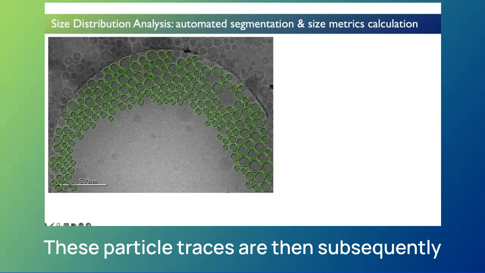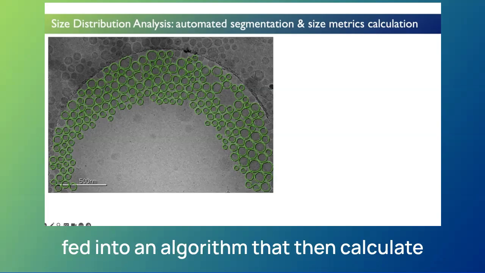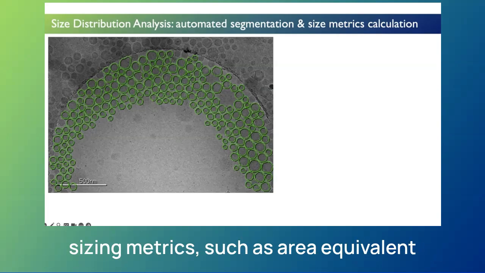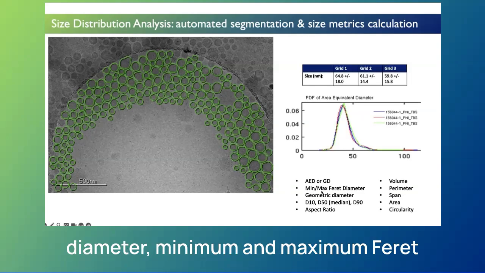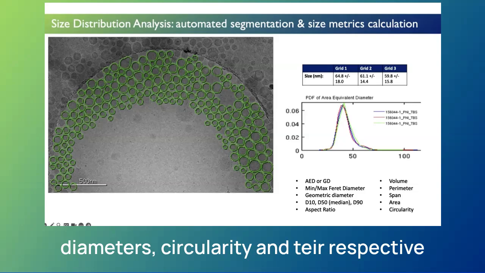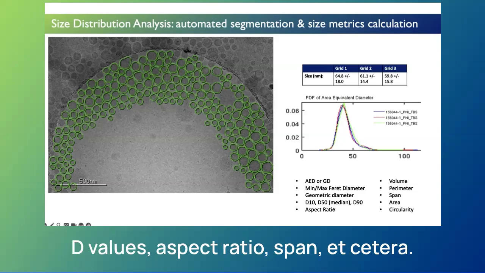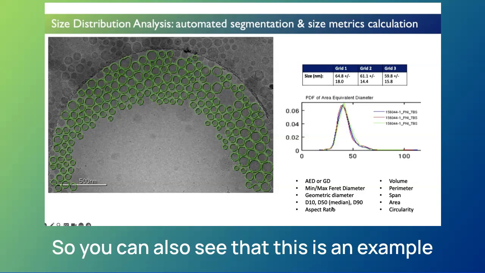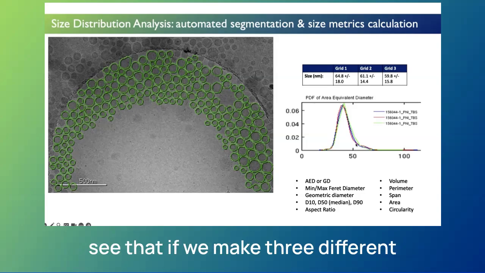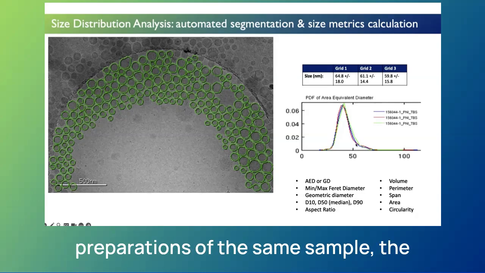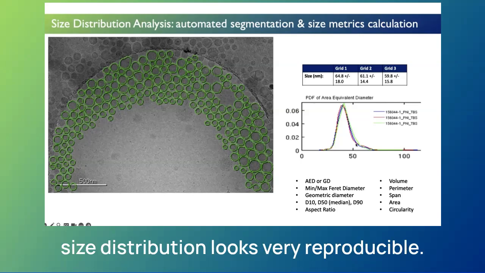These particle traces are then subsequently fed into an algorithm that calculates sizing metrics, such as area equivalent diameter, minimum and maximum Feret diameters, circularity, and their respective d-values, aspect ratio, span, etc. You can also see an example of such a size distribution, and if we make 3 different preparations of the same sample, the size distribution looks very reproducible.